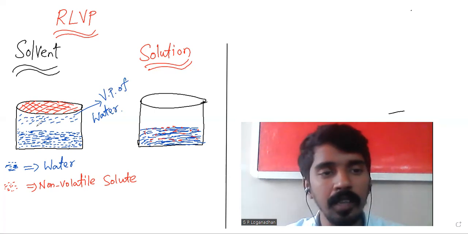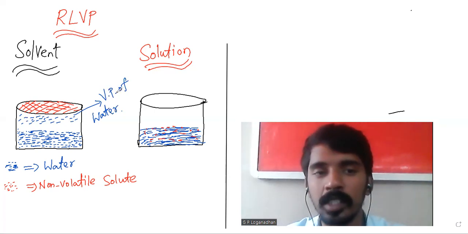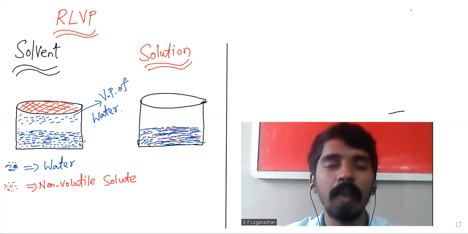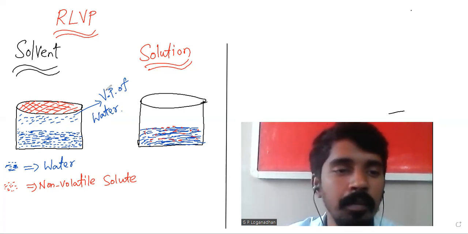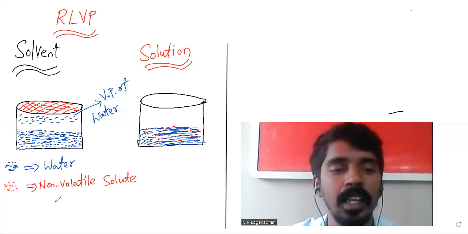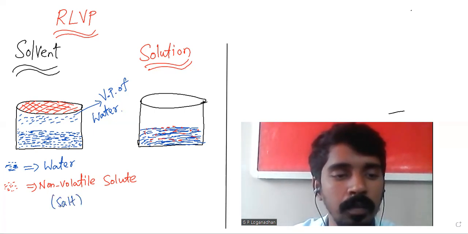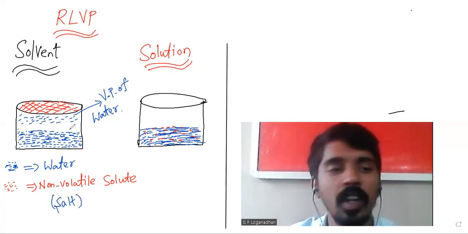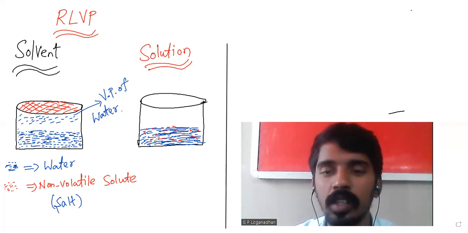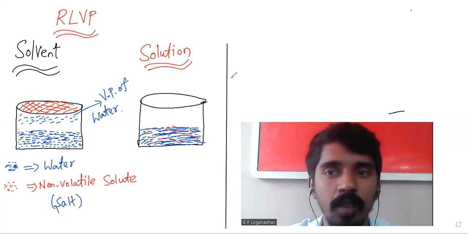It takes energy from the sunlight or from the surroundings, and changes into vapors. These vapors give some pressure here, which is known as vapor pressure. As this is water, it is known as the vapor pressure of water. Now I am going to add some non-volatile solute. Non-volatile means it does not change into vapors. Let us consider I am adding some salt. If you mix it well, it gives a homogeneous mixture, which is also known as a solution. The solution is formed.